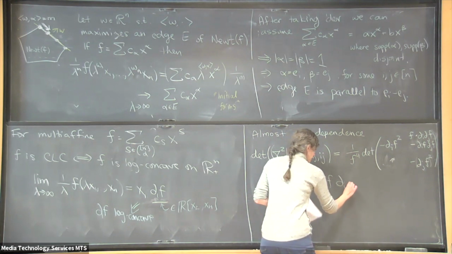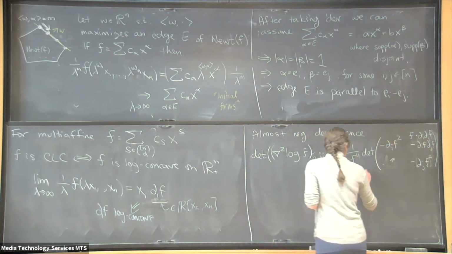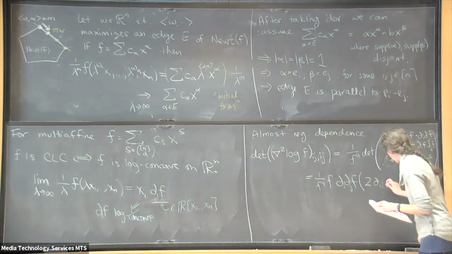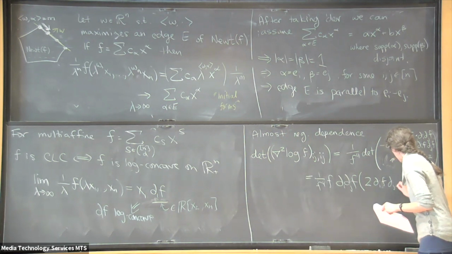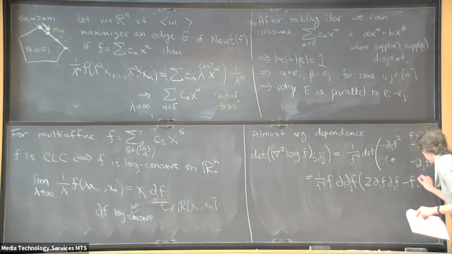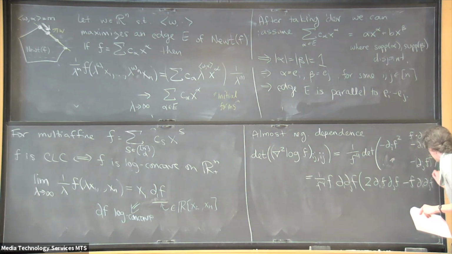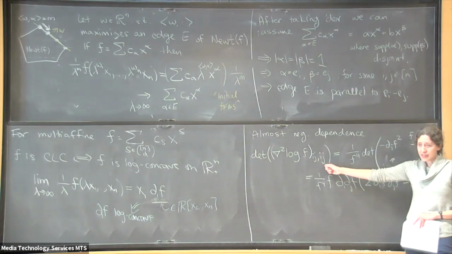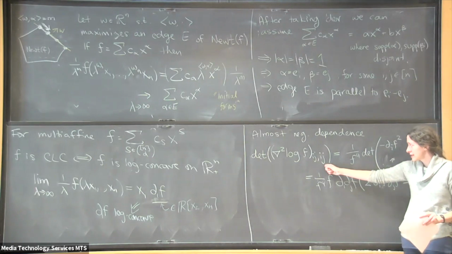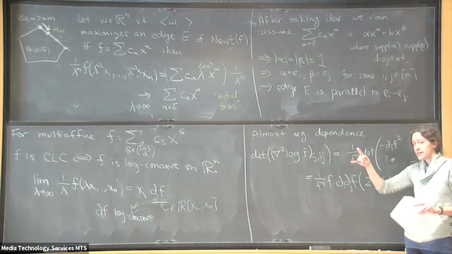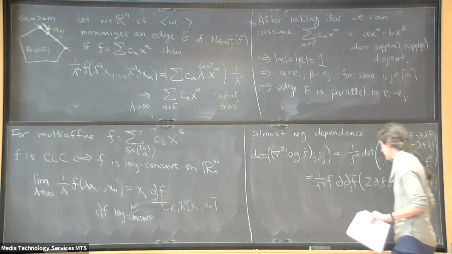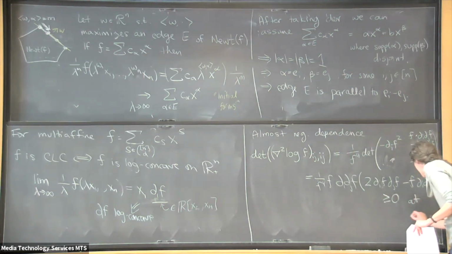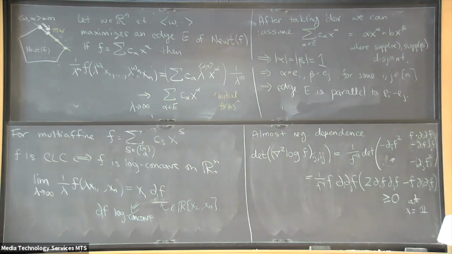It factors nicely. And what we get is 2 times the derivative with respect to i of f times the derivative with respect to j of f, minus f times the derivative with respect to both. And what's the point? This matrix should be negative semi-definite at every point in the positive orthant. So in particular, if I take a 2 by 2 minor, it should be non-negative, in particular at the all ones vector.